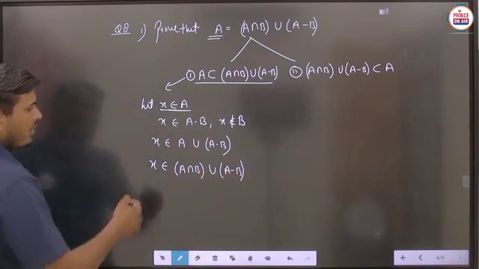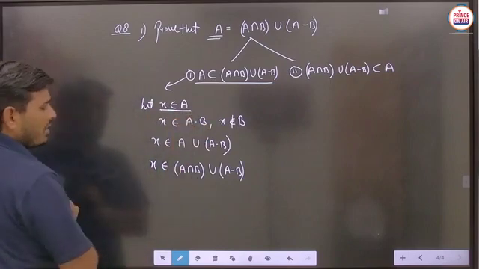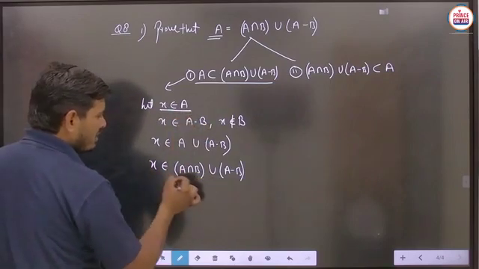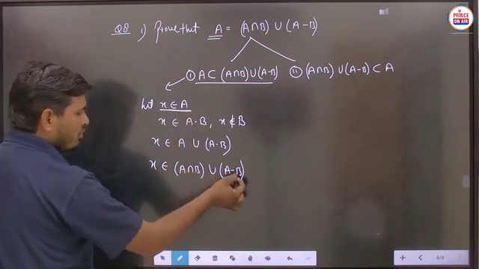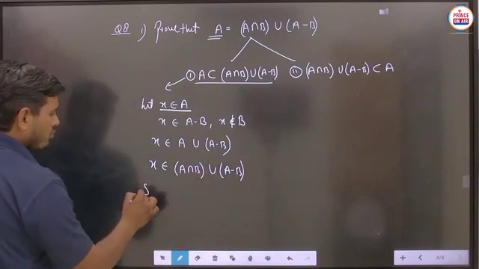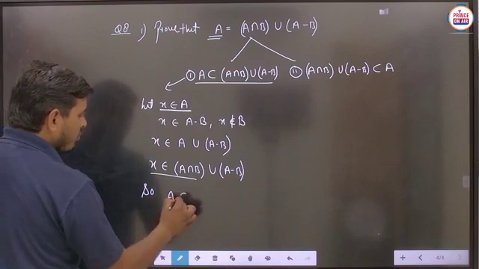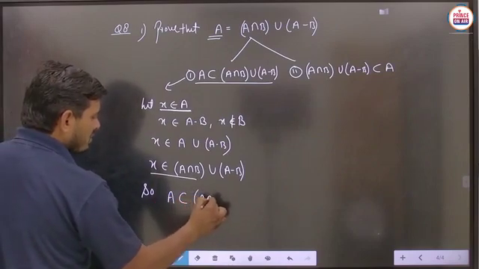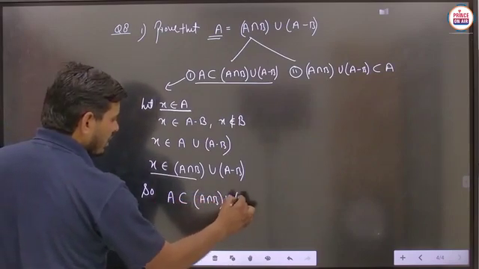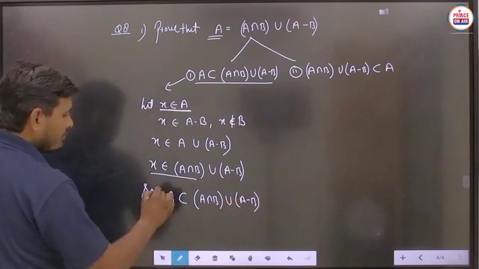And now student, if this x belongs to the set A, and this x belongs to (A intersection B) union (A minus B), so we can say that according to this part and according to this part, A is found to be a subset of (A intersection B) union (A minus B). Is it to be clear?